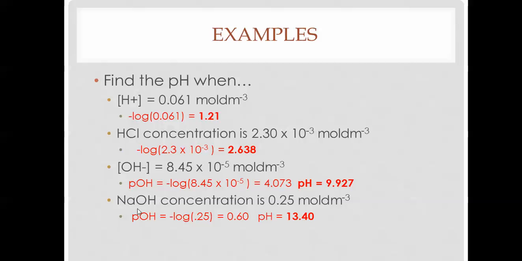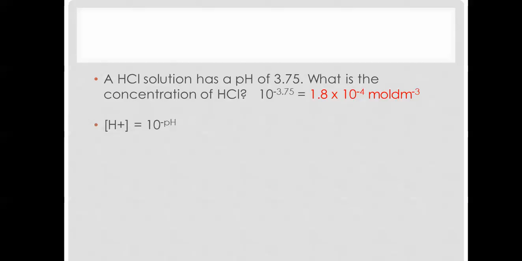And then if my NaOH, that's a strong base, concentration is 0.25, I don't directly know the hydrogen ion concentration, but I do know the hydroxide concentration. So I take the negative log of that number, get a pOH, and then to get my pH, I subtract from 14. One more: an HCl solution has a pH of 3.75. What is the concentration of the HCl?